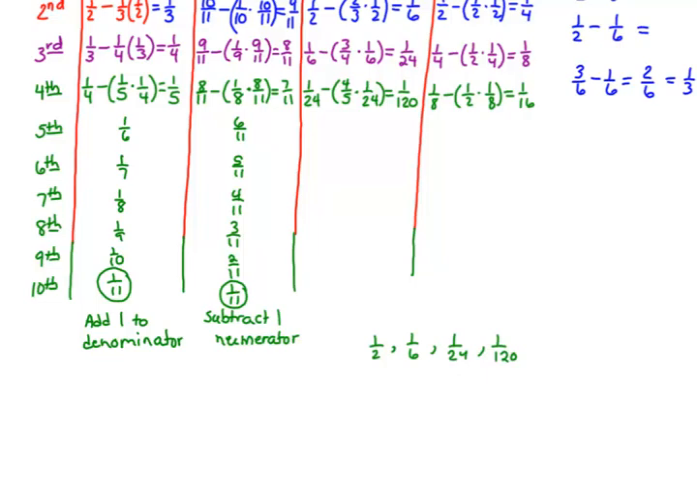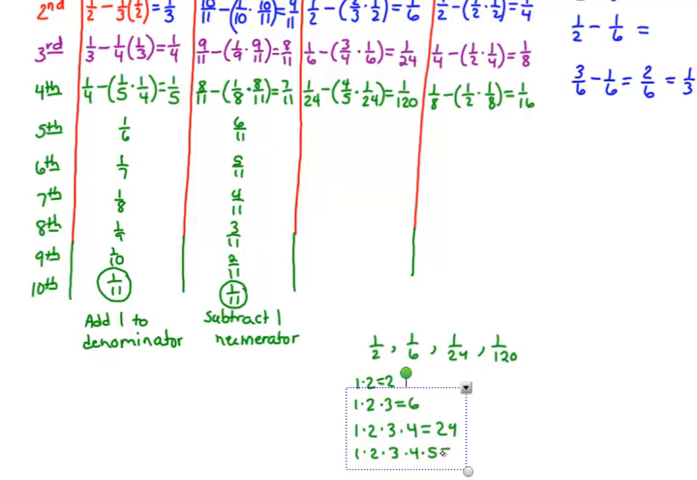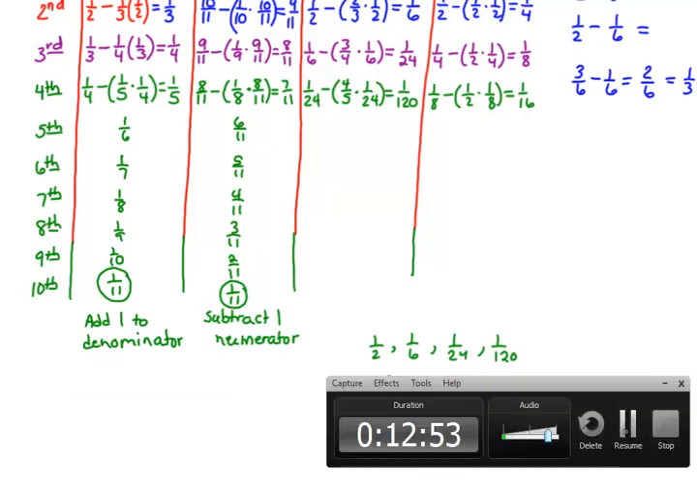Okay, and so what's the pattern there? Well, if I look at the denominator, 1 times 2 is 2. 1 times 2 times 3 is 6. 1 times 2 times 3 times 4 is 24. And 1 times 2 times 3 times 4 times 5 is 120. So basically, we are going to be multiplying by the next digit in our denominator.